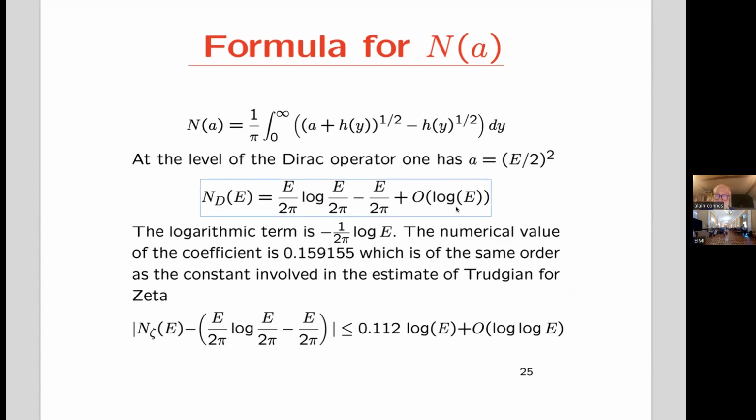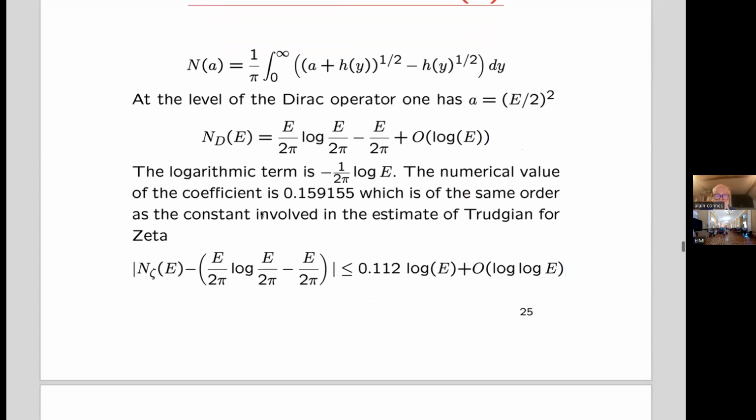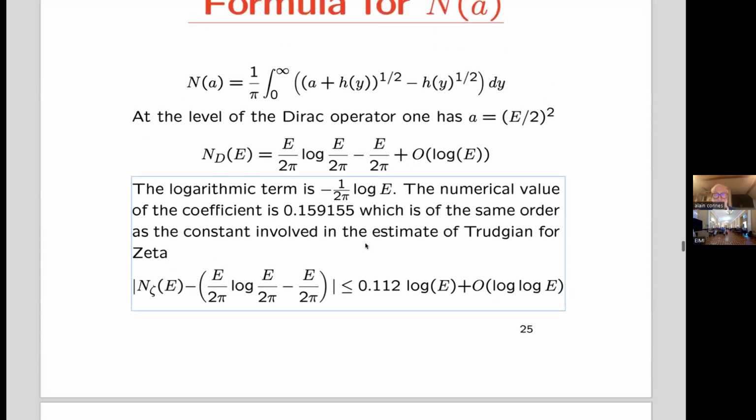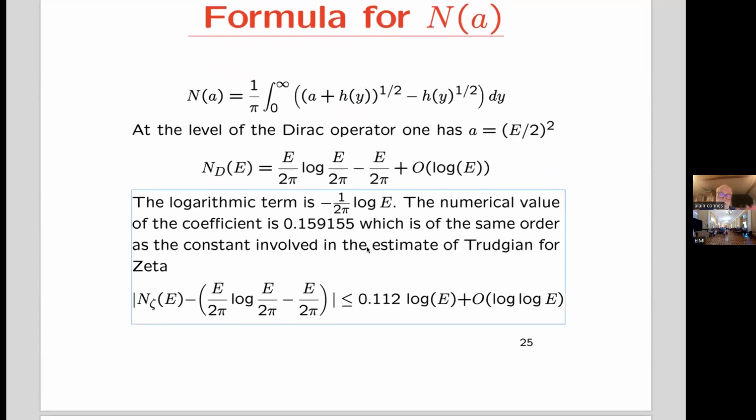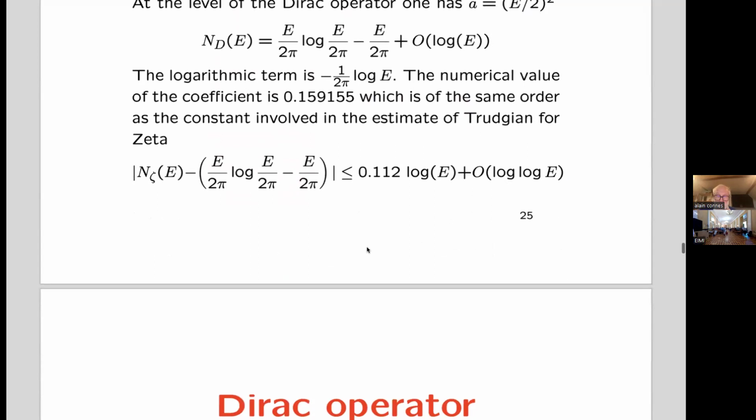But you find a logarithmic term, and this logarithmic term can be compared with, it has the same order of magnitude as the best constant for the Riemann zeta in the Prussian form, where when you take zeta, the difference between the value for zeta and the value which is here is also known to be logarithmic with a certain coefficient, which is of the same order as the coefficient that we have here. So that's just a nice coincidence for now.